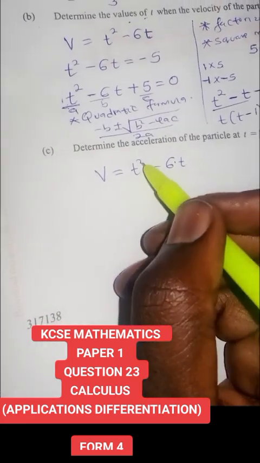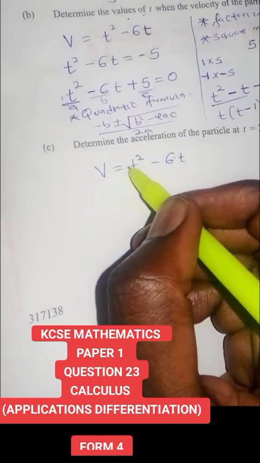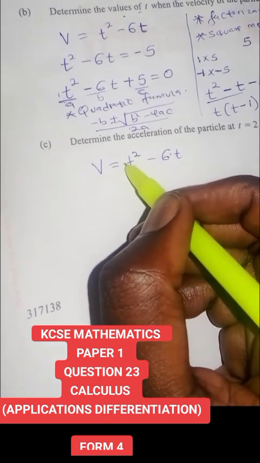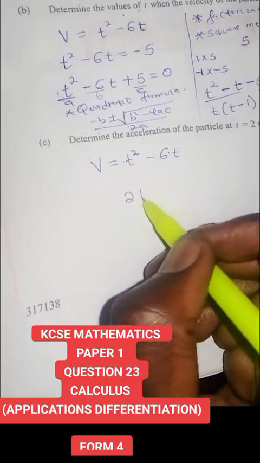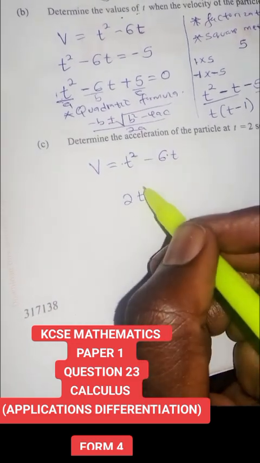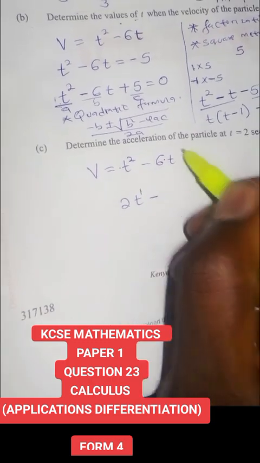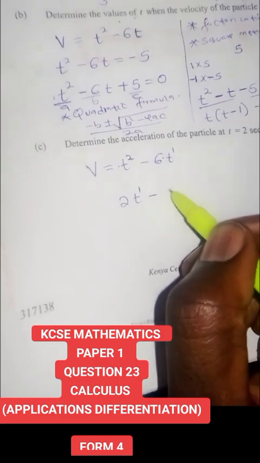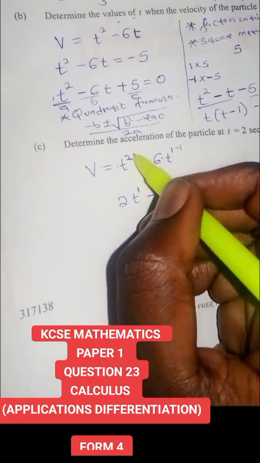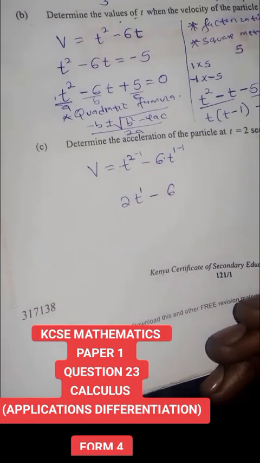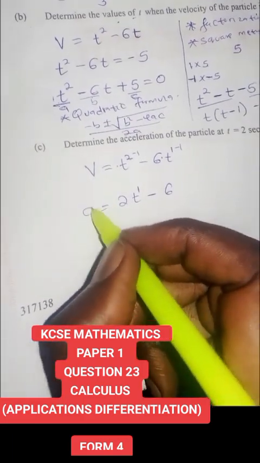Remember how we differentiate? You take the power on top and multiply by the coefficient here. So we have 2t, then I subtract 1 from the power here, so it remains just 1. Minus, the number here is 1, so 1 times 6 is 6. 1 minus 1 is 0, so that one is going to end. Therefore, this one becomes my acceleration.